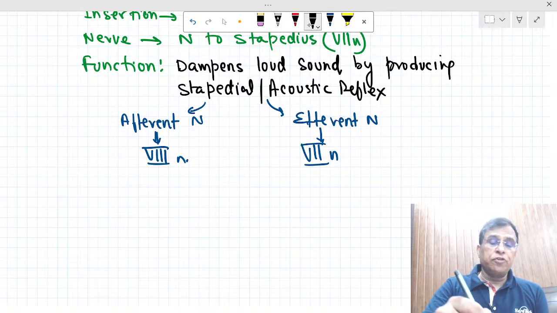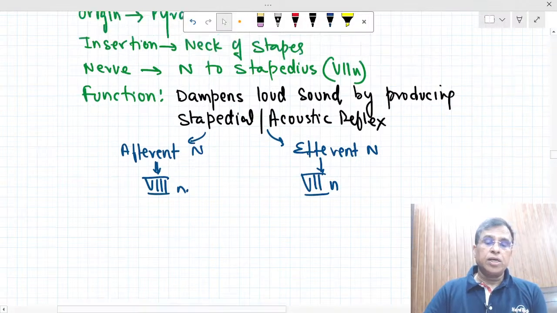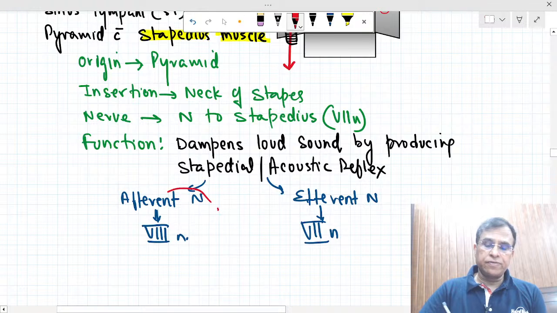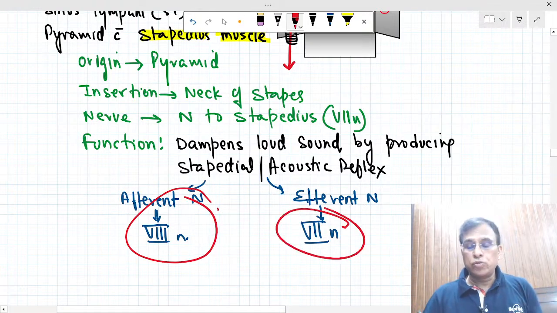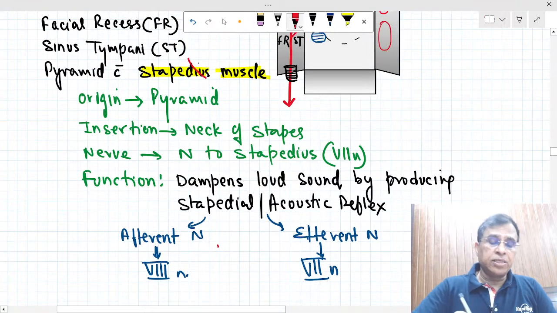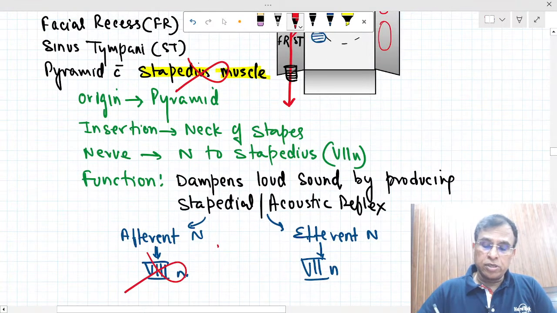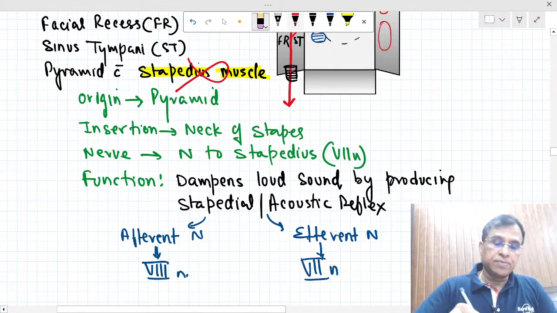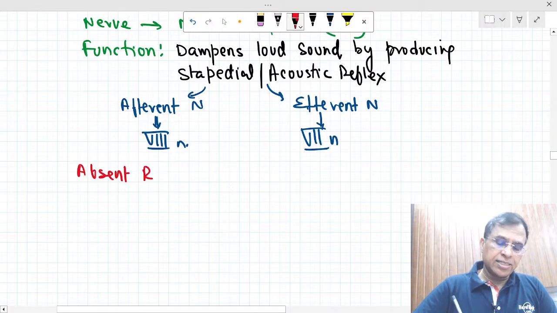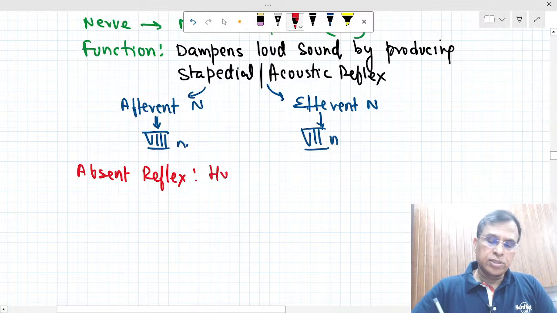Indirectly, it means for a normal stapedial reflex, along with the stapedius muscle, you need the 7th nerve and the 8th nerve also. And if any of the three are gone, whether the stapedius muscle is gone, or the 8th nerve is gone, or the 7th nerve is gone, then you cannot have the reflex, and the reflex is absent. If it is absent reflex, that condition has a name. It is called hyperacusis.